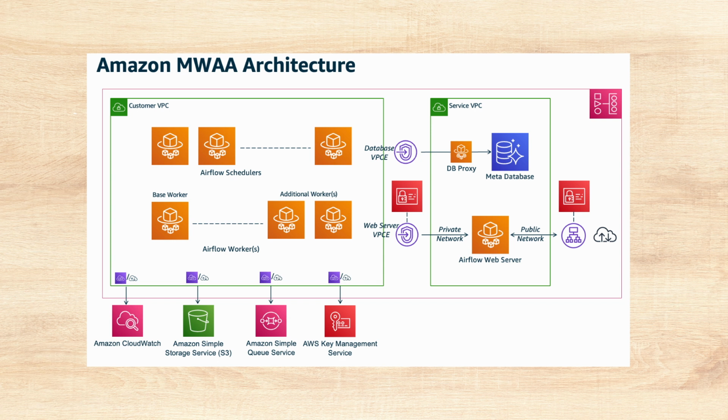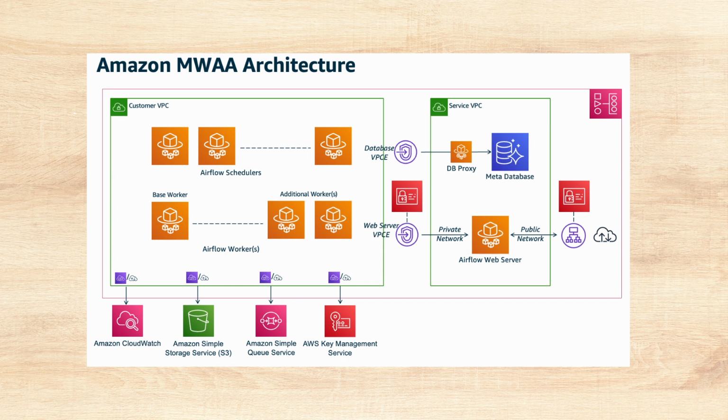Before developing anything, let's look first at the architecture of MWAA. If you look closely, the schedulers and the worker run in the VPC that we create and manage, whereas the metadatabase and the web server actually run in an AWS managed VPC, so we don't have direct access to that. If we want to access them, we have to do that through the VPC endpoints.